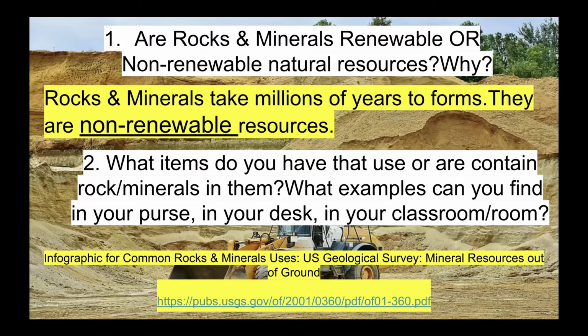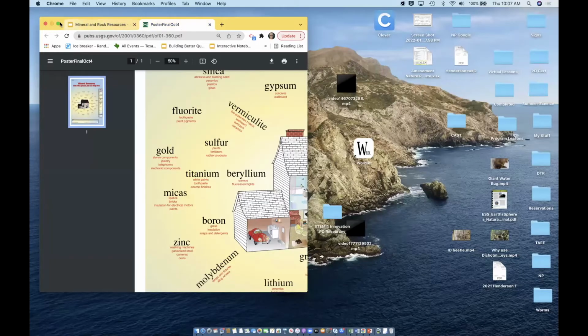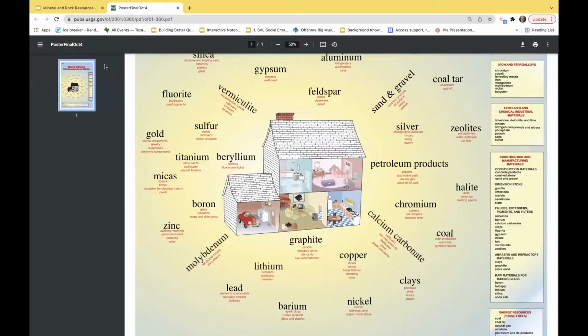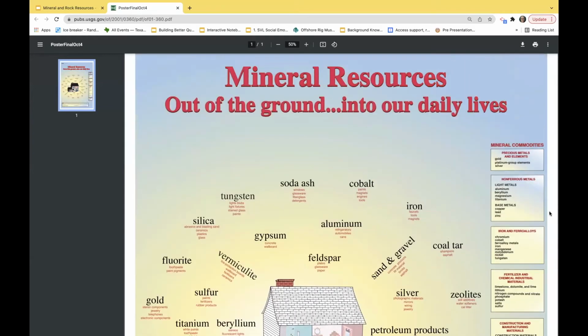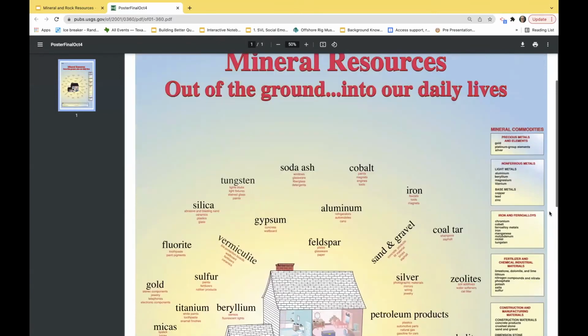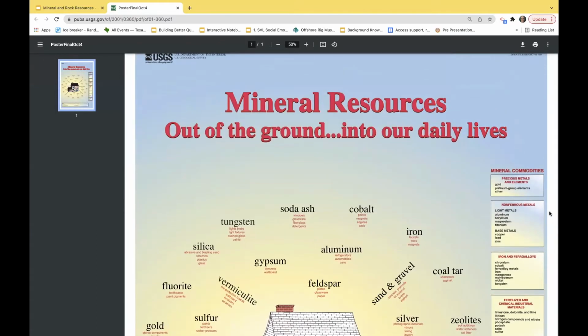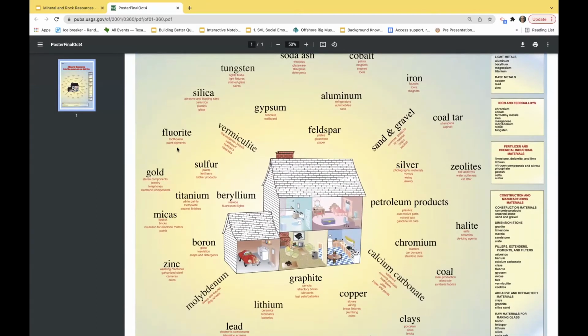So jewelry and a lot of things you guys probably are wearing right now might be made from rocks or mineral resources. So I'm going to take you guys to this quick little website. It's a cool little poster from the United States Geological Society, but it shows a great example of some common household uses for mineral and rock resources. So on your free time, you guys can look this up. It's from the United States Geological Society, and it's called Mineral Resources: Out of the Ground and Into Our Daily Lives.